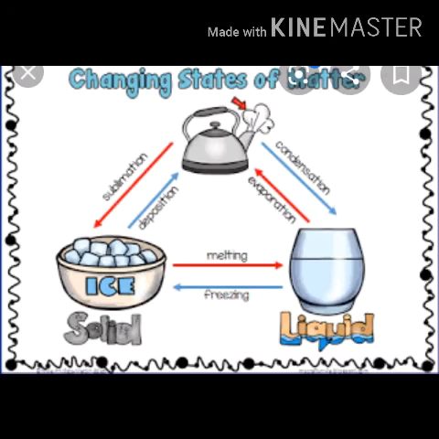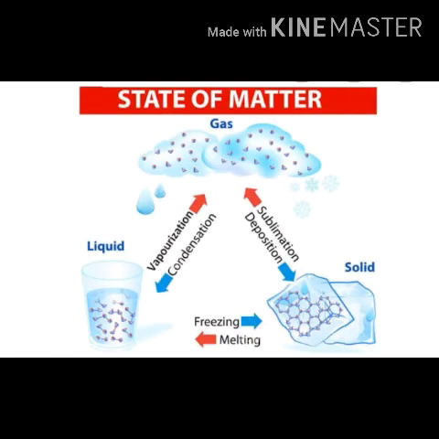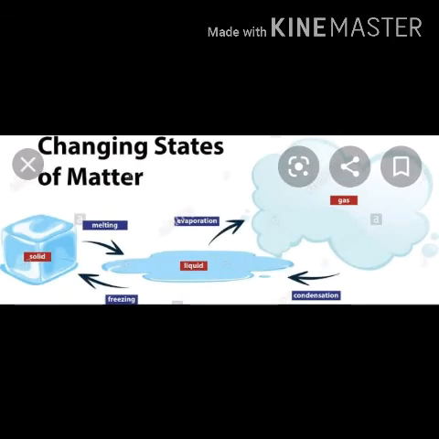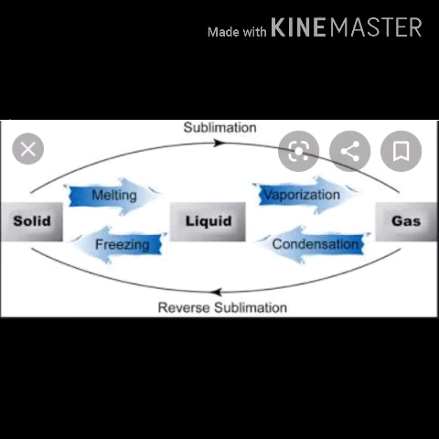Another process is freezing. When liquids are cooled, the vibration of their molecules slows down further, and during the cooling process the intermolecular distance reduces. As the molecules settle, they come closer together, thereby converting the liquid into solid. The process in which liquid gets converted into solid upon cooling is called freezing.